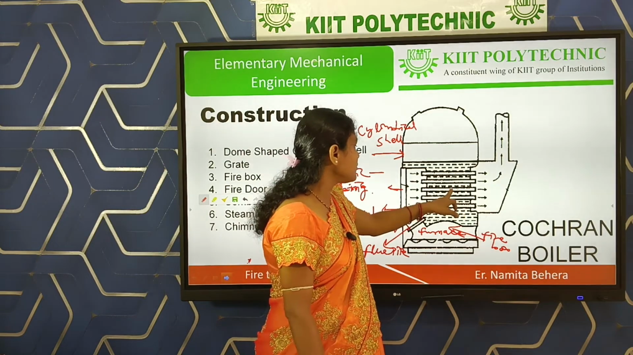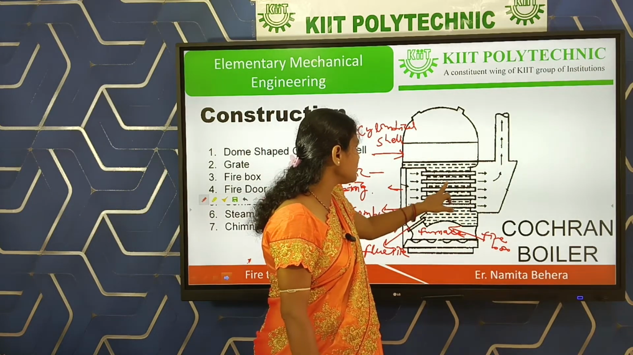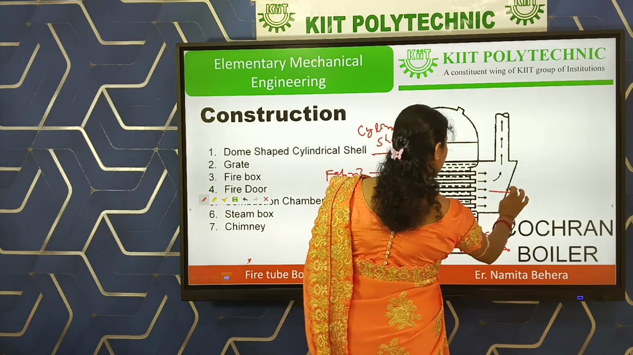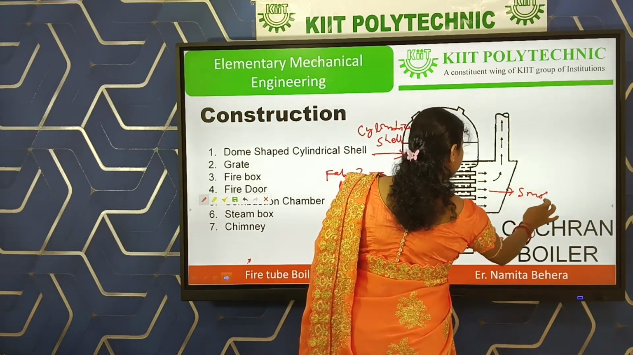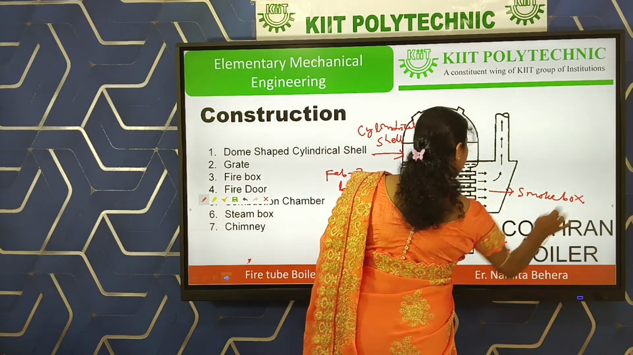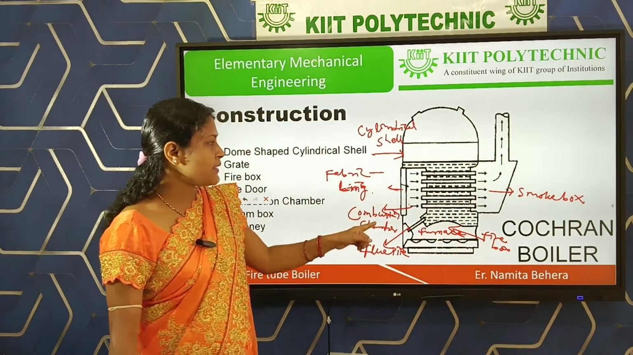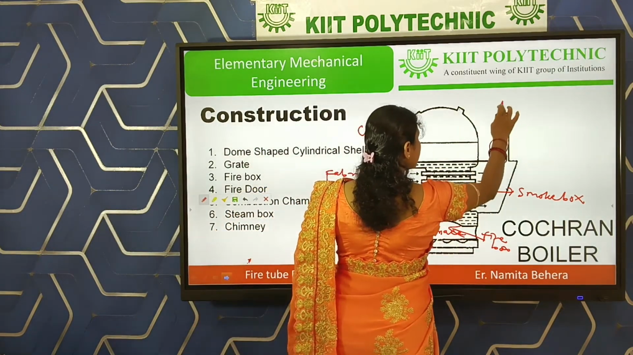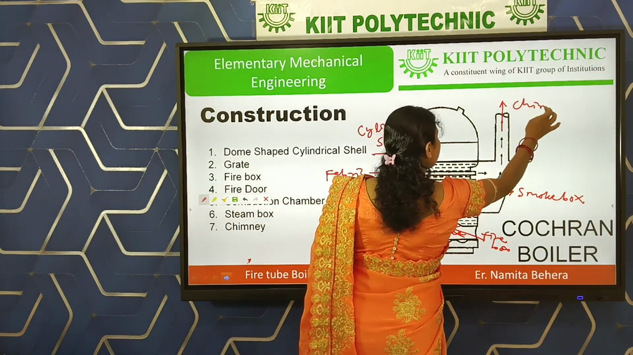After that, the hot gases pass through the flue tubes and then go to the smoke box. This is called a smoke box. Finally, the gases are discharged from the smoke box to the atmosphere through the chimney. This is called a chimney.